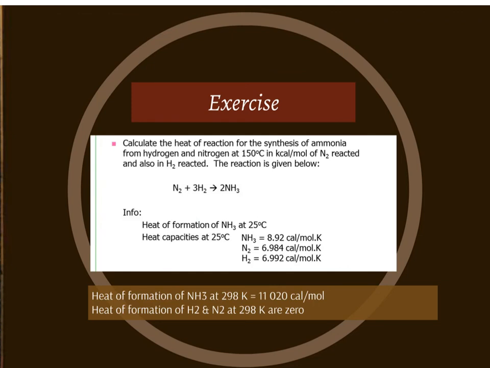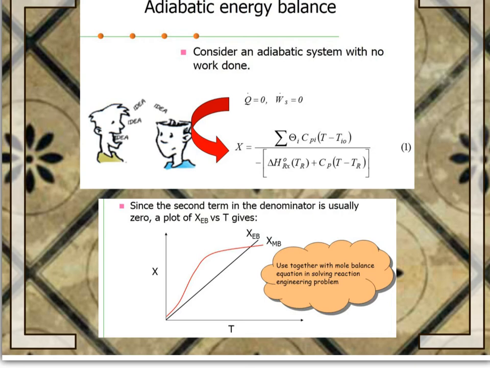As an exercise for you, you are required to calculate the heat of reaction for the synthesis of ammonia from hydrogen and nitrogen at 150 degrees Celsius, in terms of moles of nitrogen reacted and also moles of hydrogen reacted. The reaction is given below. So you can see here, this is your TR, the reference temperature. The heat capacity is also given at 25 degrees. This is your reference temperature.